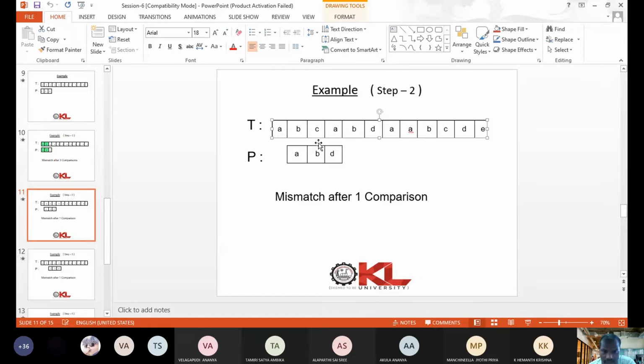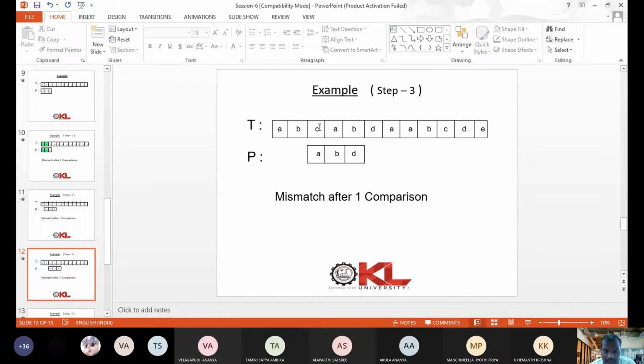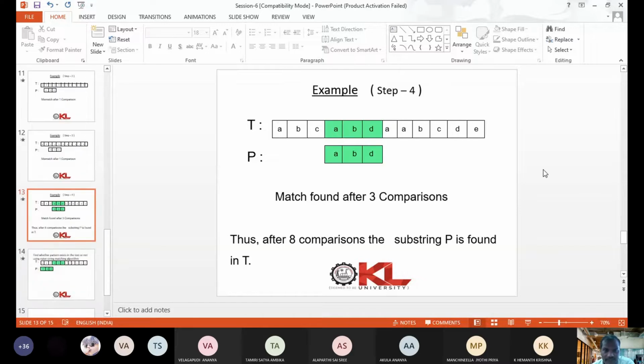So next we compare C with A, right? Look at the next slide. Now A is compared with C in step 3, right? Once again a mismatch occurs at one comparison. Now increment by one more character. Then see what happens. Now A is matching with A, B is matching with B, D is matching. So there is a valid shift available here after 3 places from the string. So at the 4th place, the valid shift occurs.